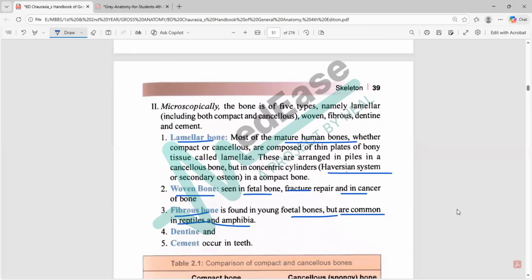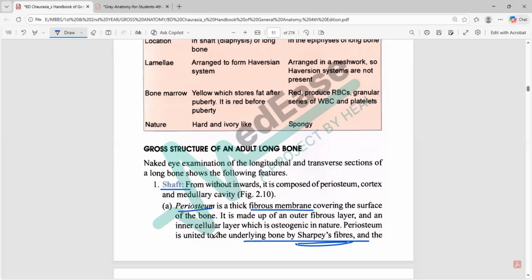Next, we go for the microscopic examination. We have the lamellar and woven bones. The lamellar bones are normal bones which are found in humans, whereas the woven bones are normally found in the fetus or in fractures or in cancers or in other diseases like osteoporosis. We have the fibrous bone, which is present in the fetus, and it is not specific to humans, as it is present in reptiles and amphibians, whereas dentine and cementum are the typical bones for the teeth mainly.